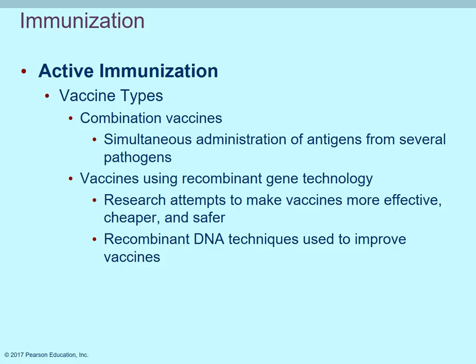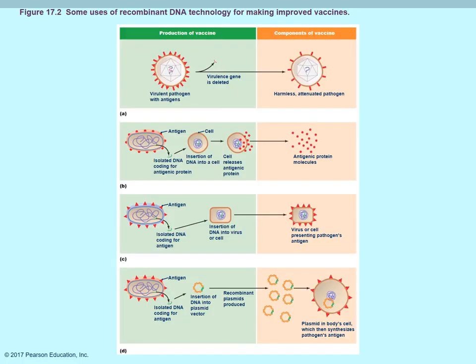Research is looking at how we make vaccines more effective, how we make them cheaper, and how we make them safer. One thing they're looking at is using recombinant DNA techniques as a means of trying to improve the efficiency of the vaccines. This table shows how we're using recombinant DNA. What are the components of the vaccine? How do we produce them?